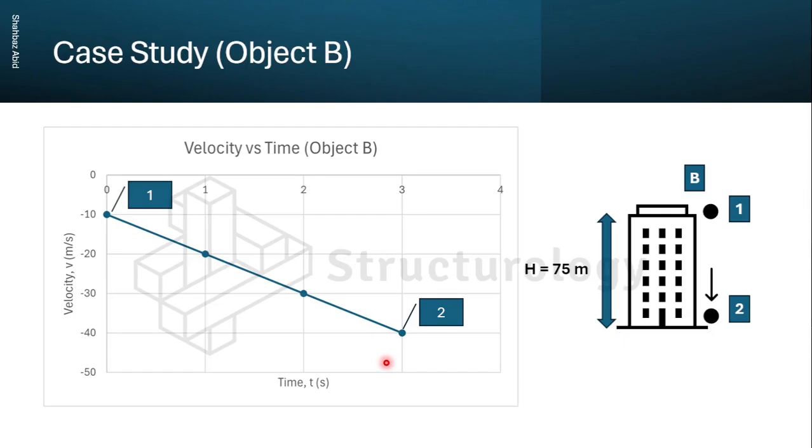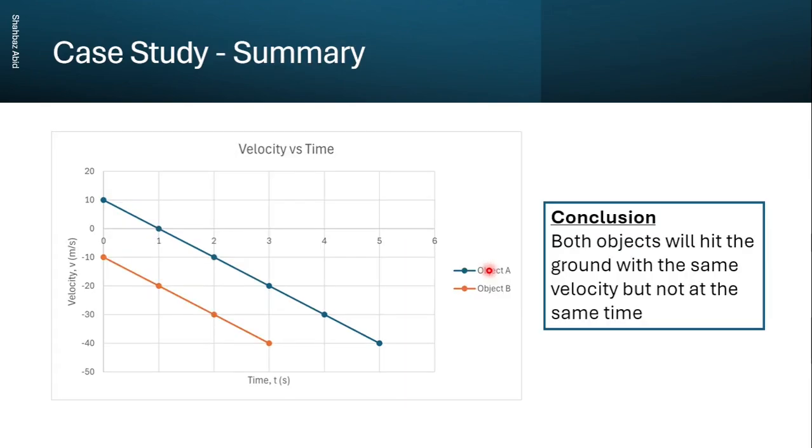We can now plot a graph of velocity versus time for object B, and we can see the variation of velocity with respect to time. Initially it was thrown vertically downward, so the initial velocity was negative 10, and every 1 second there is an acceleration of 10 meters per second squared. So it changes from negative 10 to negative 20, negative 20 to negative 30, and lastly at location 2, when it is just about to hit the ground, the velocity is negative 40, and the time it took is 3 seconds. We can now combine the velocity versus time graphs for object A and object B.